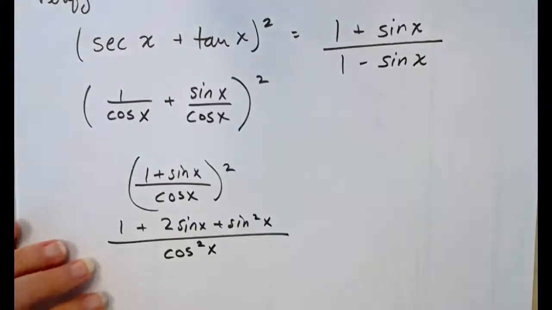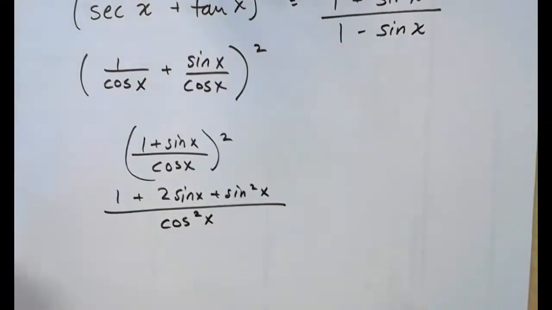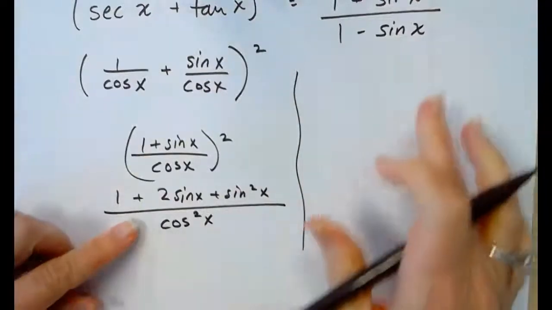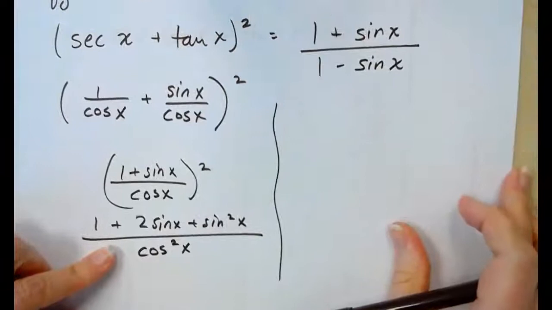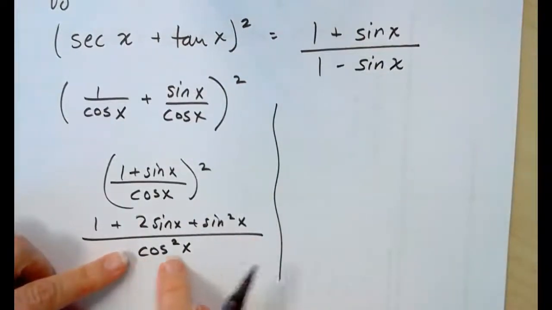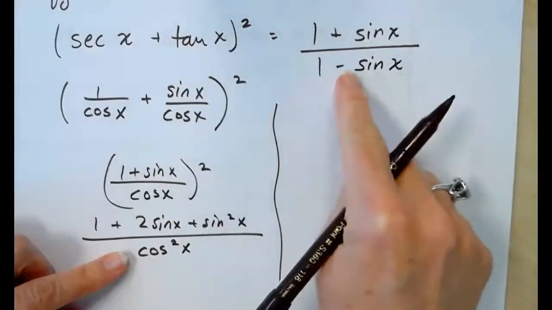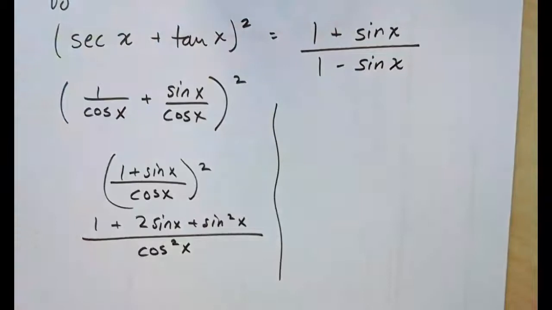And honestly, we probably shouldn't even have squared it because I now see what needs to be done. Actually, we will leave it there. Let's work on the right-hand side because I think it would be easier to get the right-hand side to become the left-hand side at this point. So if we see a cosine squared on the bottom, what could we multiply to 1 minus sine x to get us to cosine squared?